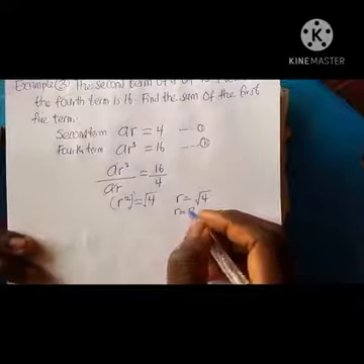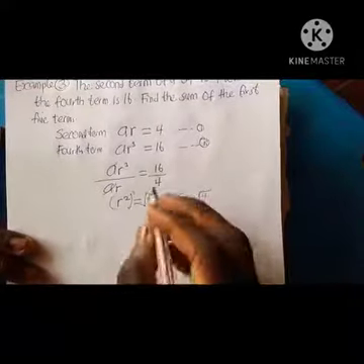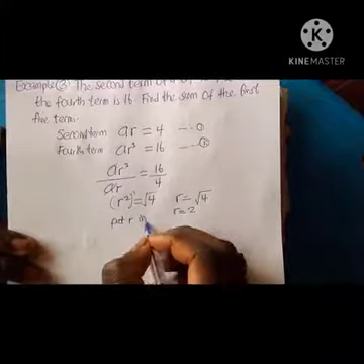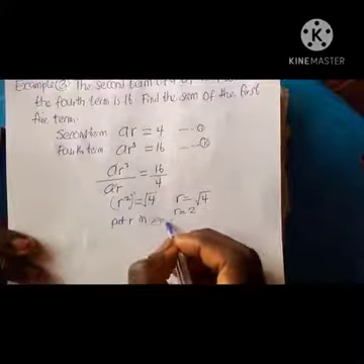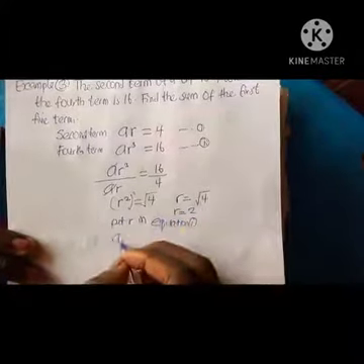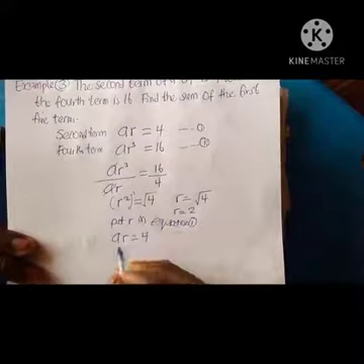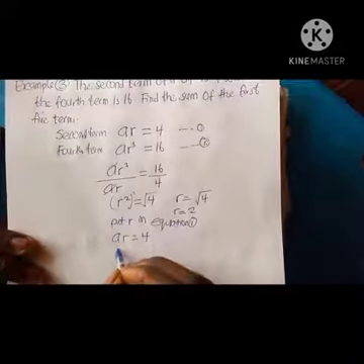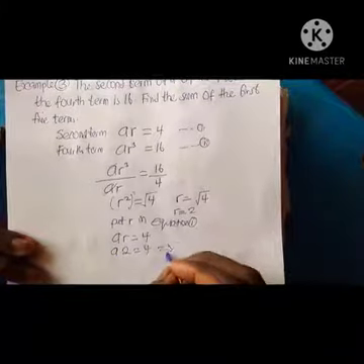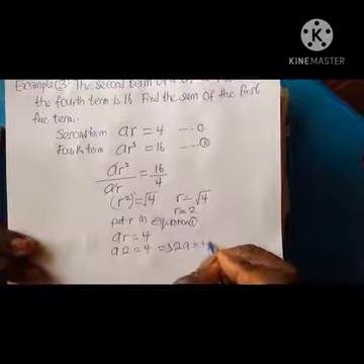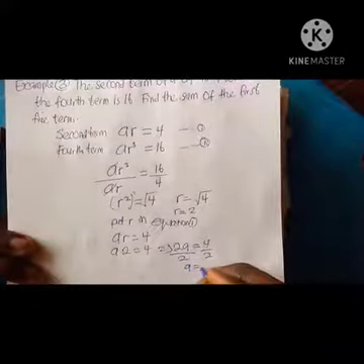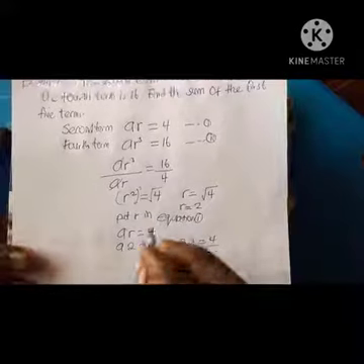So if r is 2, in order for us to get our a, put r in equation 1. So we have ar is equal to 4. We know our r now, so a times 2 is equal to 4, the same thing as saying 2a is equal to 4. Now divide both sides by 2, and a is equal to 2.